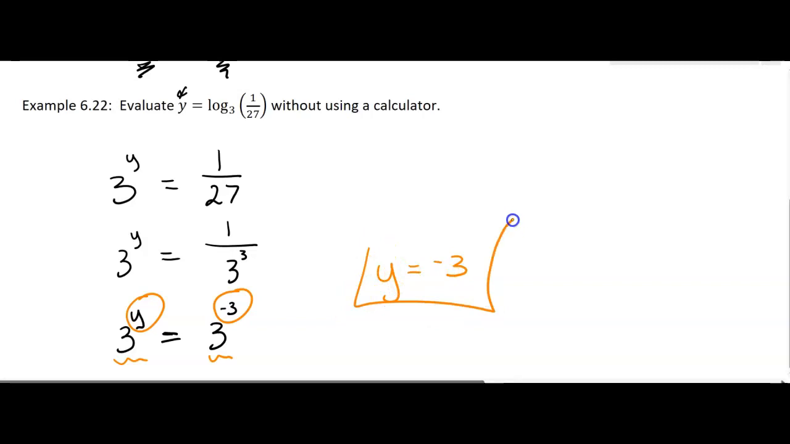So that one's a little bit trickier, but hopefully you're getting it. And it all has to do with thinking of it not as a logarithm, but in exponential form. Then you can evaluate it.